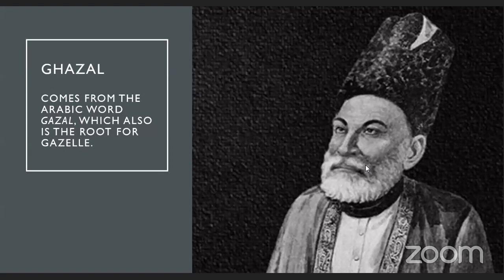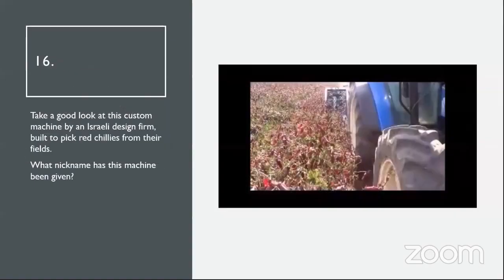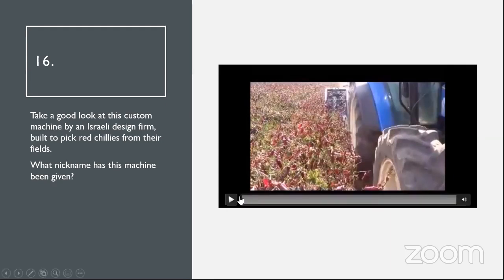And the next question to Team 3. So the last question of the anti-clockwise rise. Take a good look at this custom machine built by an Israeli design firm, which is built to pick red chilies from their fields. What nickname has this machine been given? There's no audio, audio doesn't really matter.